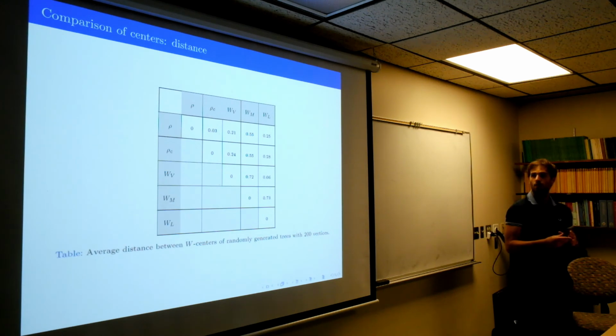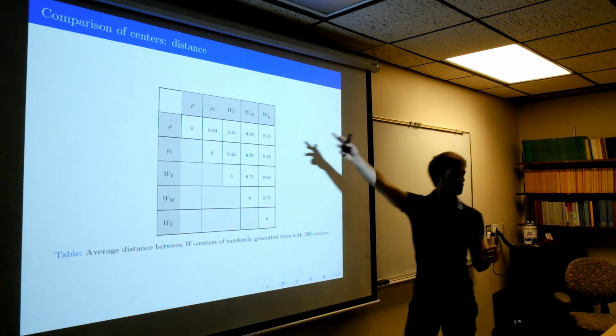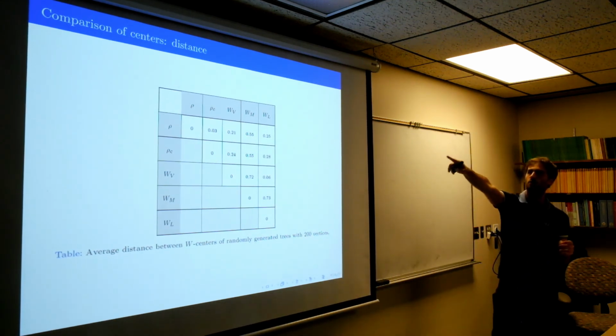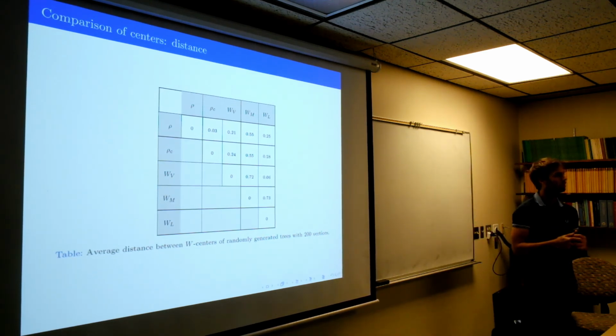Actually, I'm quite sure that given any set of vertices, we can build a tree having that set of vertices as a center. Right? This is not in contradiction with this, because this shows that the distance is always very small, but still there are some very sick trees realizing any center. So at least this is true for the rho C center. For the rho center, WV and WM, the center is always simple. So it's just 1 or 2 vertices.